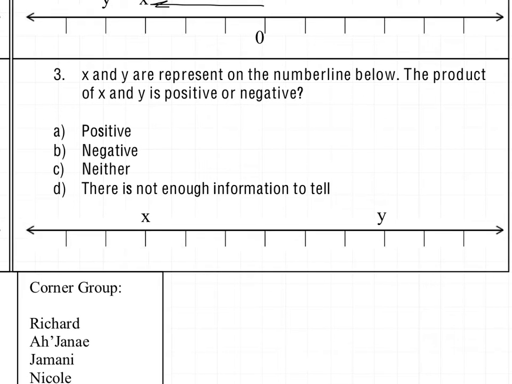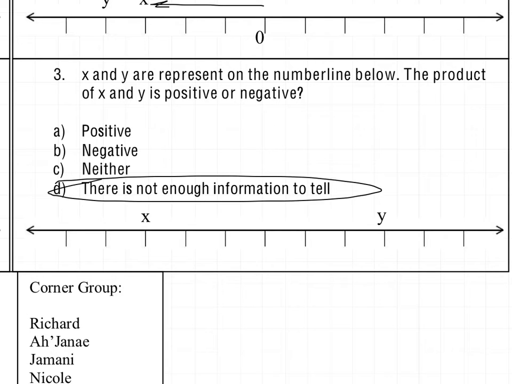And finally, we have x and y. Here on the number line, we can't see where 0 is, so we actually don't know whether these numbers are negative or positive. If 0 is here, they'd both be positive, but we don't really know. So in this particular case, there's just not enough information to tell.